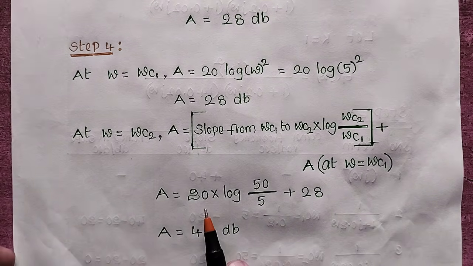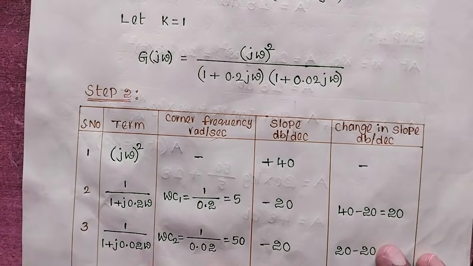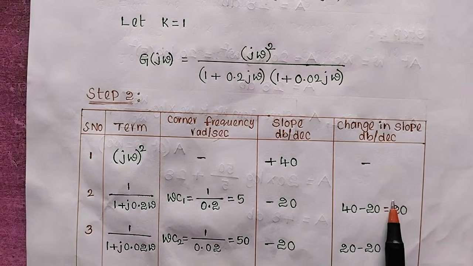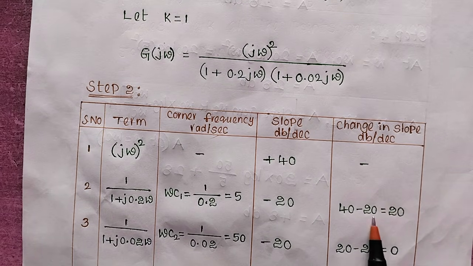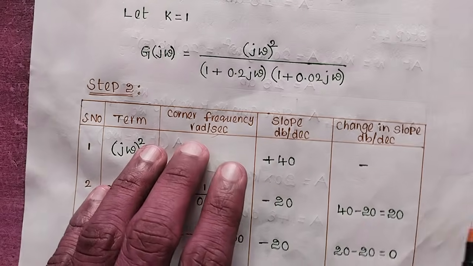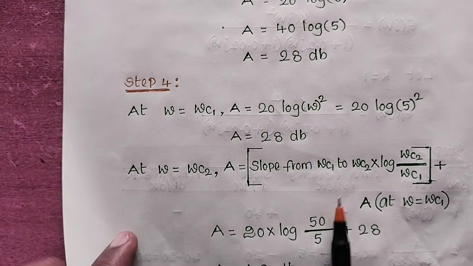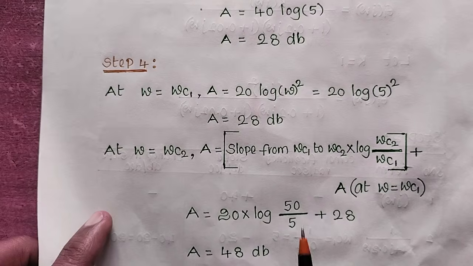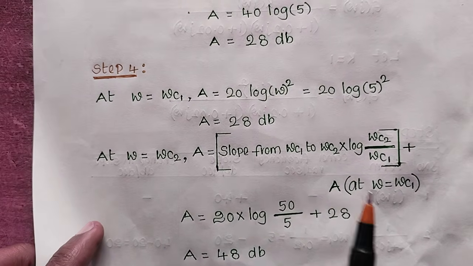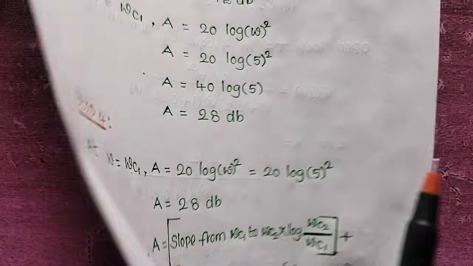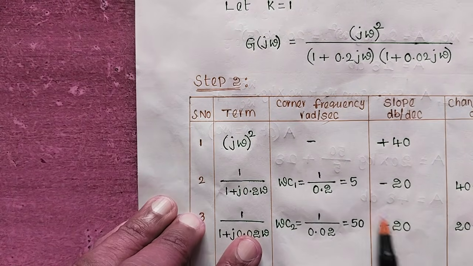So A equals the slope from omega c1 to omega c2. From the table we can get that. So we have to take the change in the slope, which is 20. The slope from omega c1 to omega c2 is 20 into log, where omega c2 is 50 and omega c1 is 5. We can get these values from the tabular column.